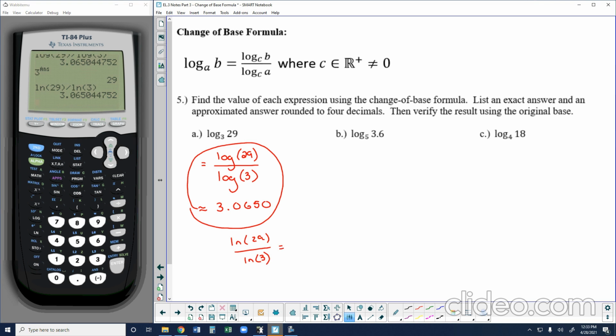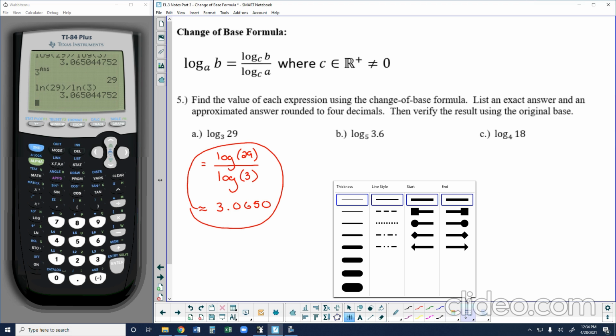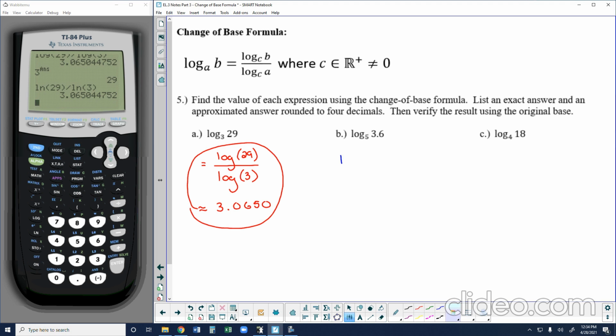I could have written this as log base 6 of 29 over log base 6 of 3. As long as my logarithms have the same base, it's still going to work. The reason we commonly use natural log and the common log in the change of base formula is because of the calculator. I can find those two buttons on the calculator. So let's take a look at another example. Example 5b, I could rewrite this as the natural log of the input 3.6 over the natural log of the base 5. This would be the exact expression.